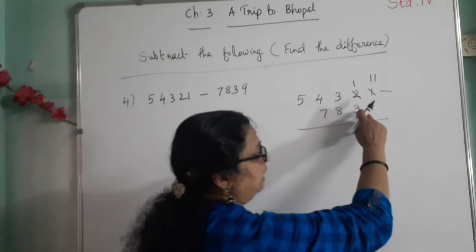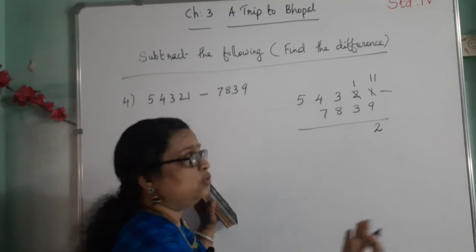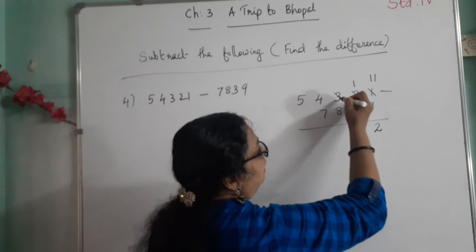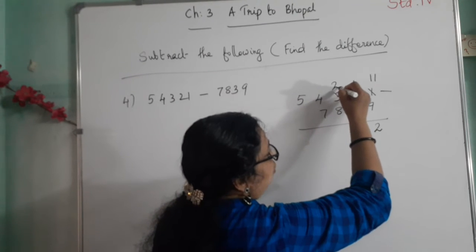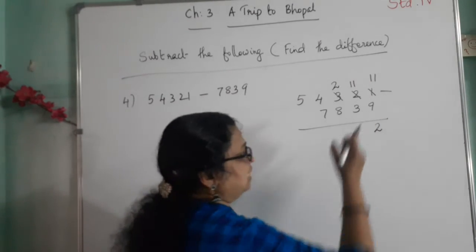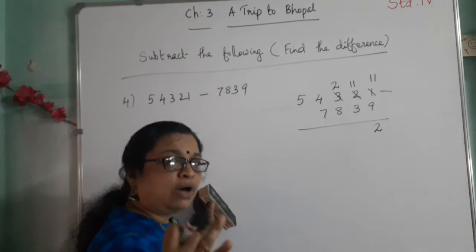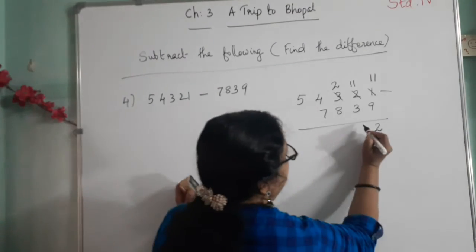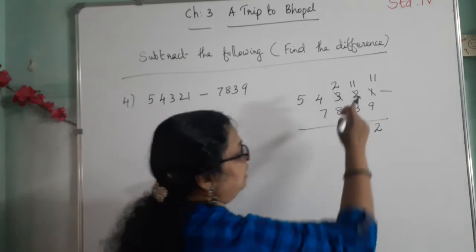The next 1 minus 3. Again we can't subtract. So we borrow from the left. This 3 is here. 3 gives 1, 3 becomes 2. And this 1 becomes 11. So 11 minus 3. 3 after 4, 5, 6, 7, 8, 9, 10, 11. That is 8.